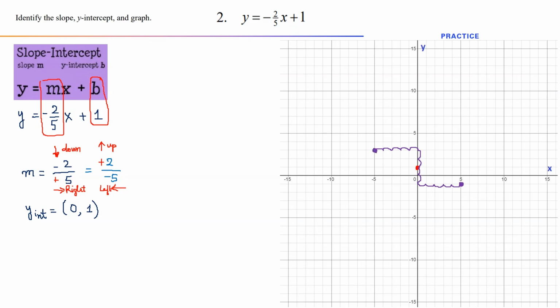Right. Also, we notice that the m value is negative. m is less than 0, or negative. It means when you look at the graph from left to right, the graph should go down. So now we connect those points. You will see that yes, it looks like that. It goes down.